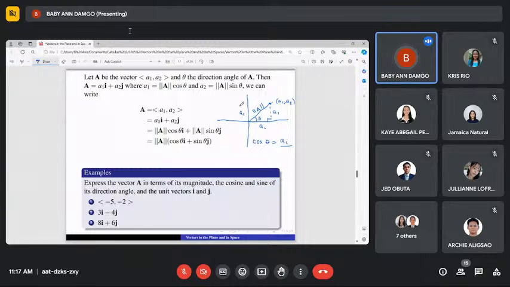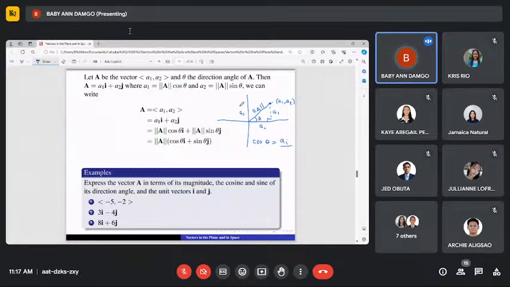We have 3i minus 4j, which can also be written as 3, negative 4. Okay? So from this, we follow the same solution, class. First is the magnitude of A. This is the square root of 3 squared plus negative 4 squared. So we have the square root of 9 plus 16. So this is the square root of 25, which is 5.